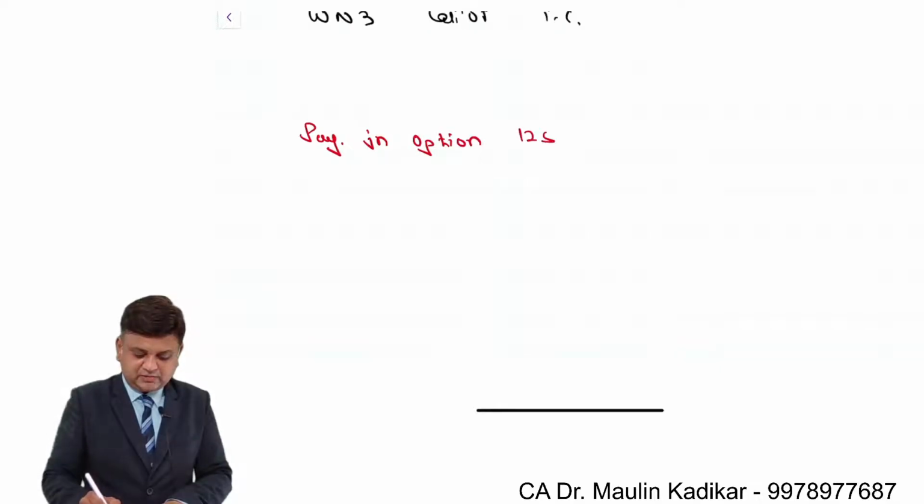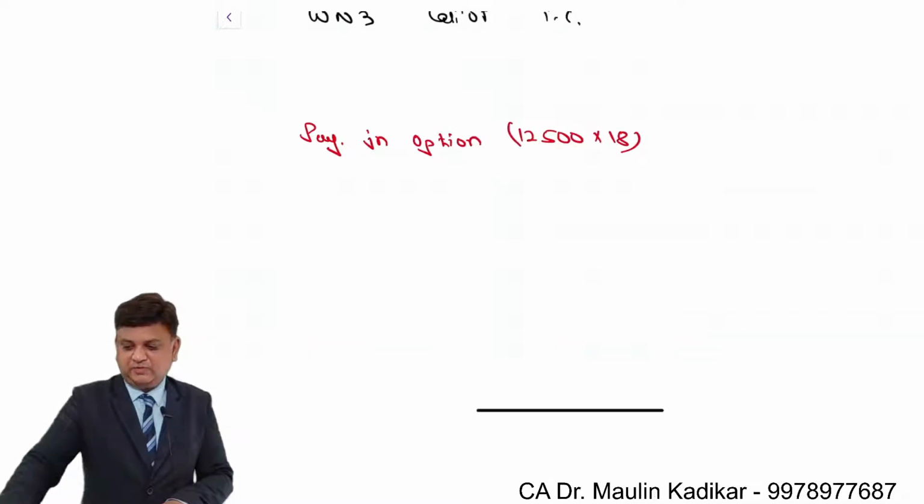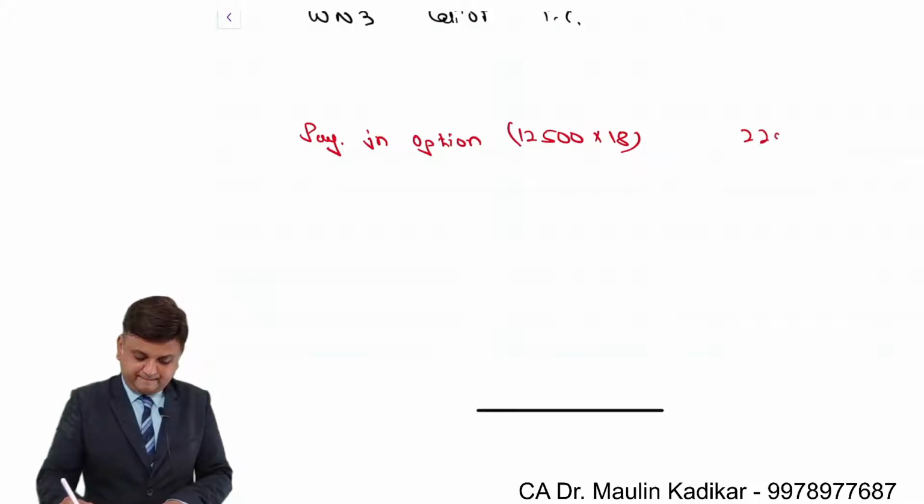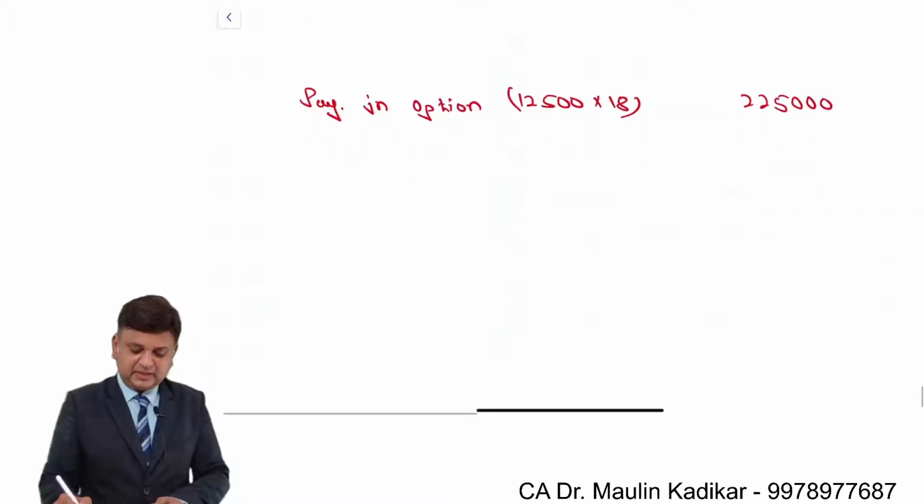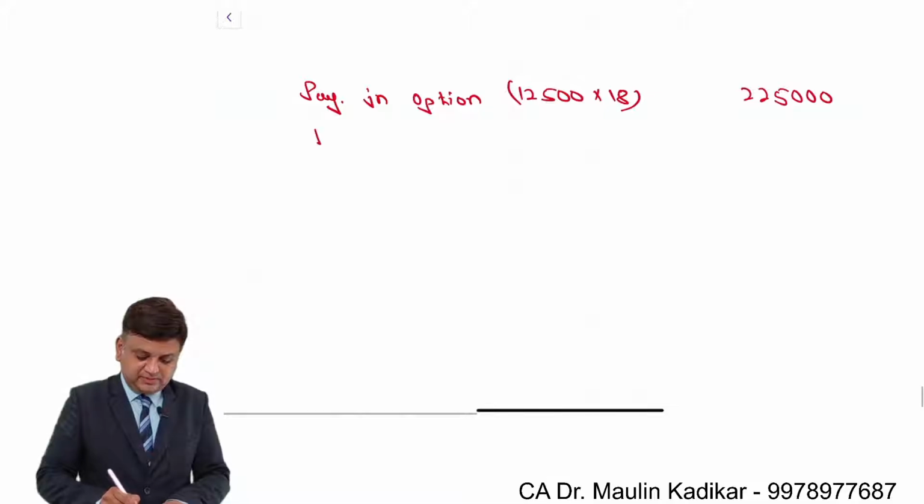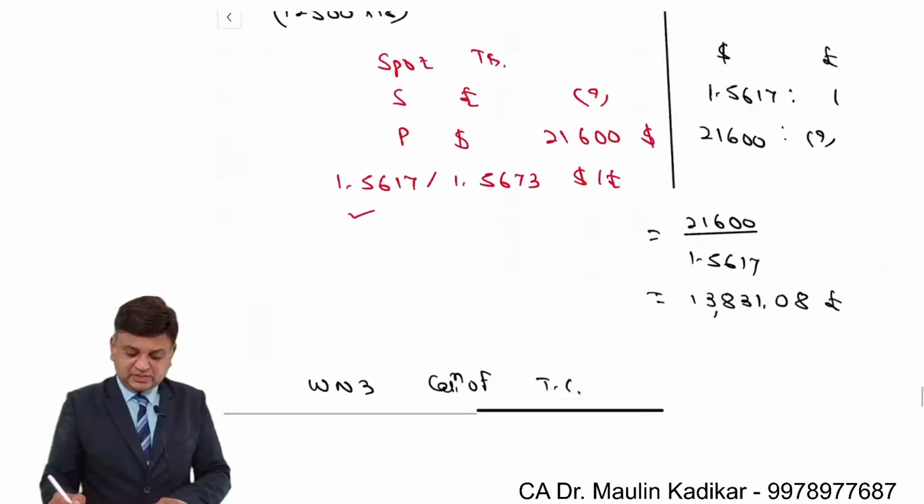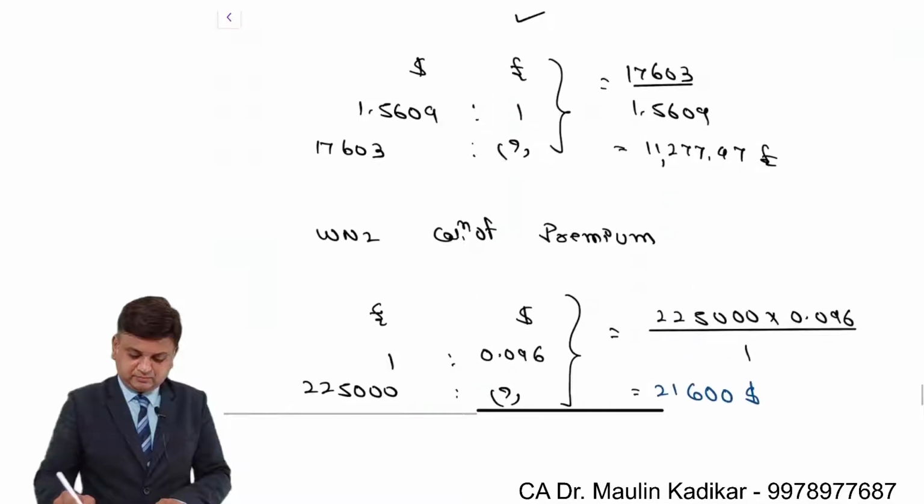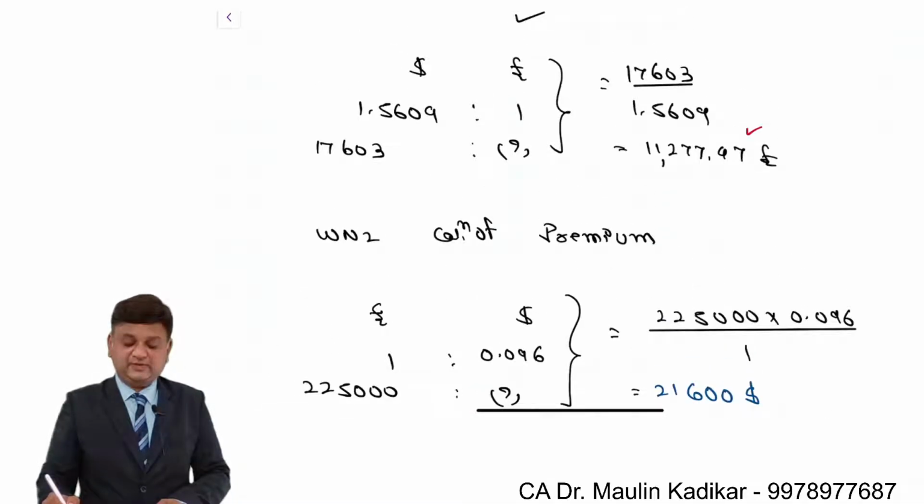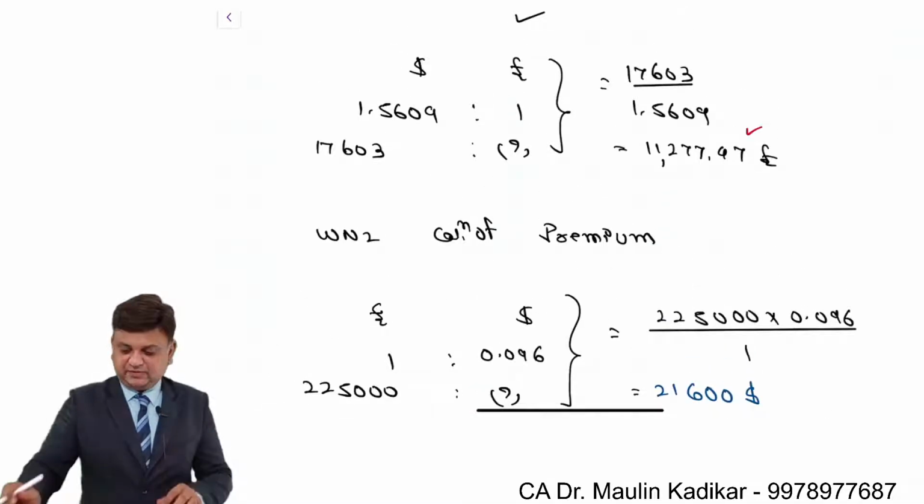So it is 12,500 into 18. This is the amount which is supposed to be paid, 2,25,000 pound. Next, receipt in forward. So whatever the receipt in forward that you have, to that extent your cost will fall down. So the receipt in forward is 11,277.47.